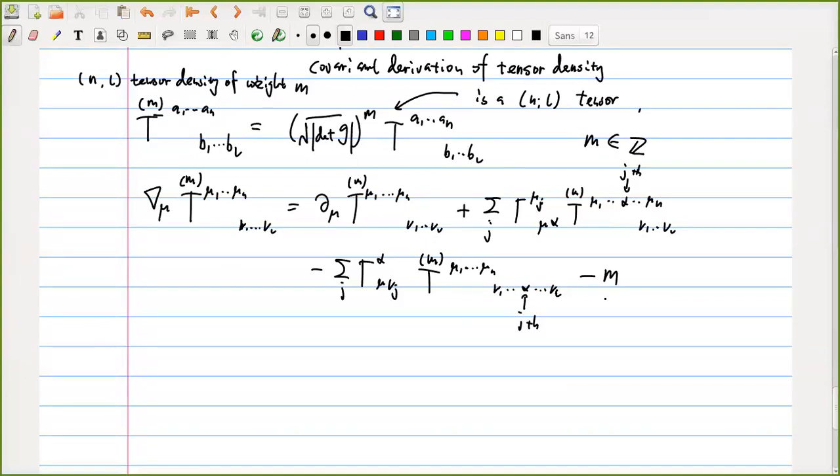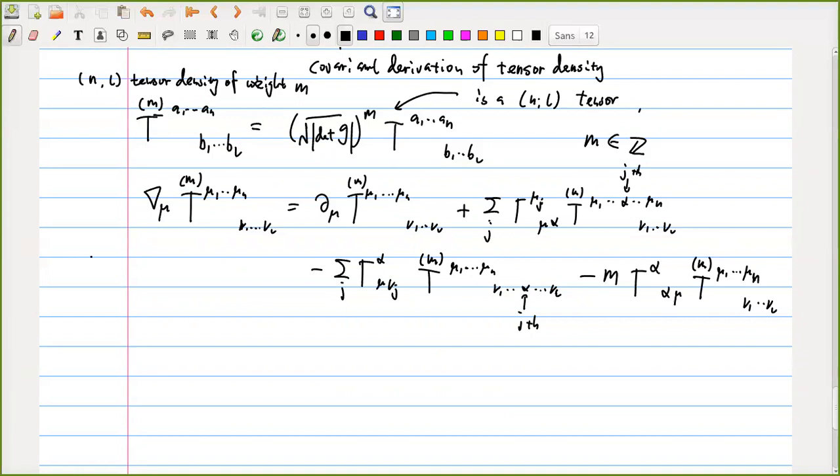M is the weight, and you have to have a trace of gamma, trace of the Christoffel symbol, alpha alpha mu, trace of the previous two indices, and then multiply T M. So the last term is not really a contraction between gamma and T, but just this trace of gamma multiplied by T. Okay, so that's it. So this is the covariant derivative of a tensor density.